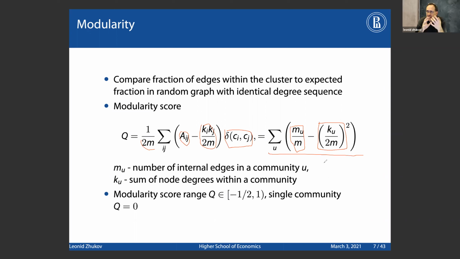Now, this might look like a strange metric, especially when you realize that this modularity score goes from -1/2 to 1. And when you have a single community, the graph as a whole, the modularity score is 0. That's the way this thing is set up. But it actually works surprisingly well, and it's used a lot for community detection. And here are the examples.